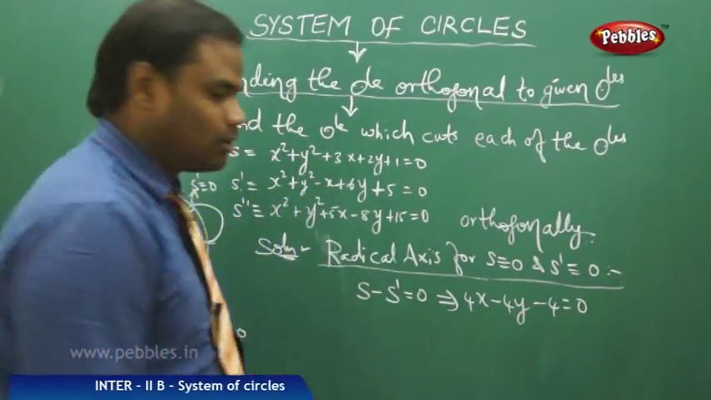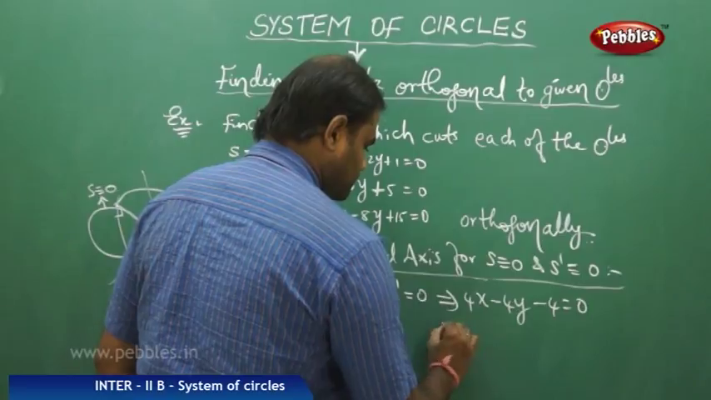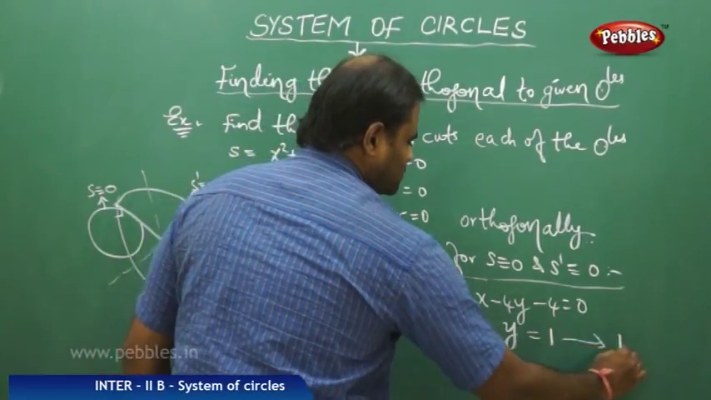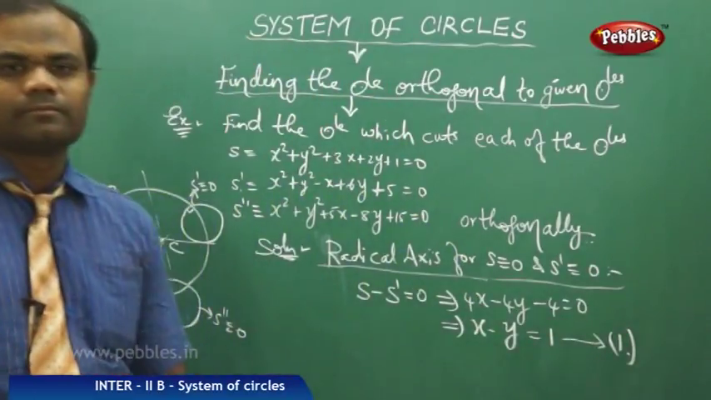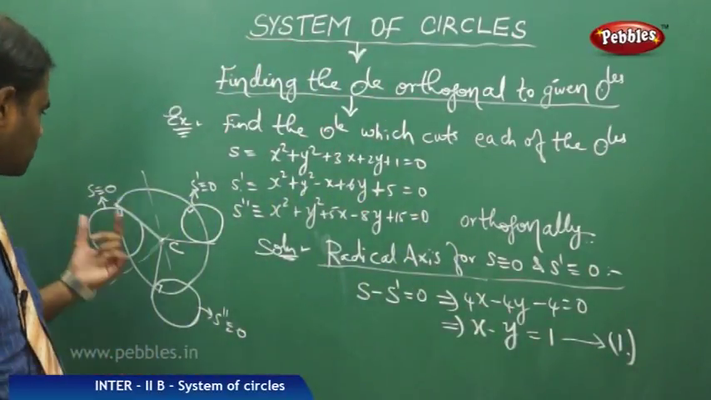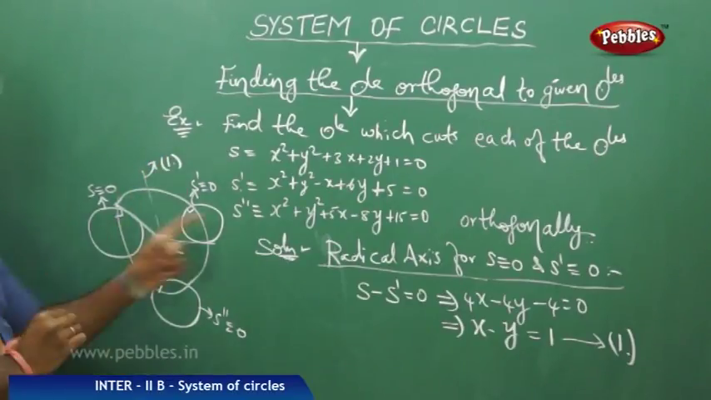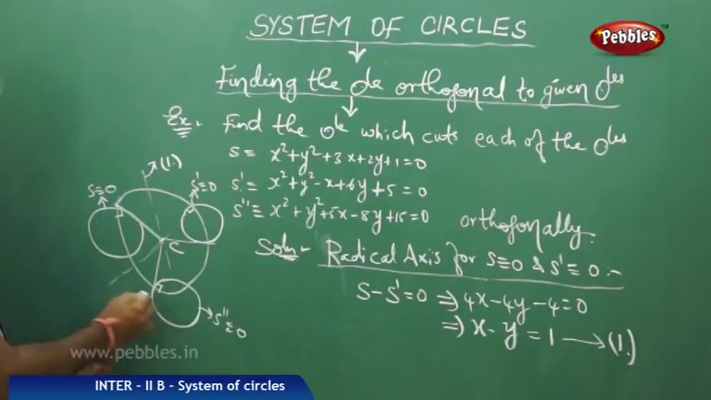Therefore, this on further simplification gives x minus y equals 1, which I take as equation 1. So one of the radical axes of S and S dash is given by equation 1 as obtained there. Similarly, I would like to find the radical axis of S and S double dash, which would be equation 2.